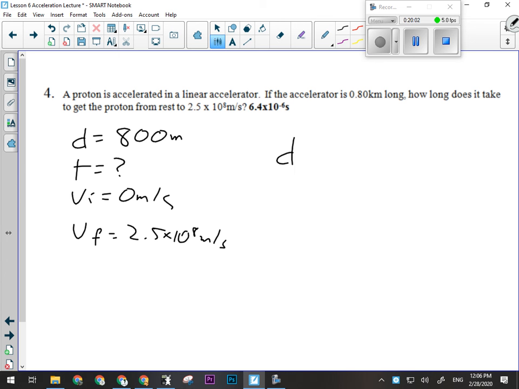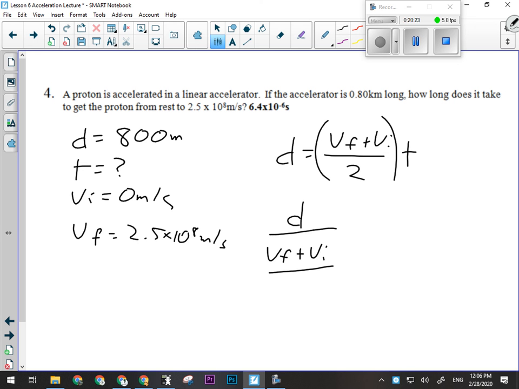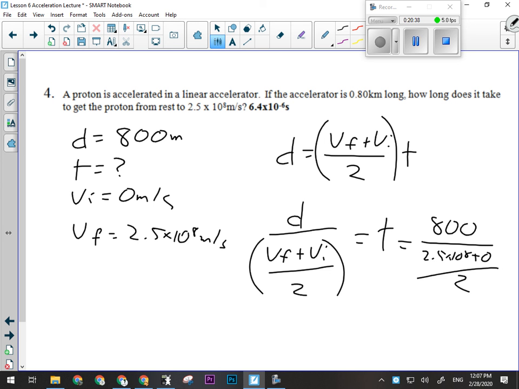So I would use this formula: D equals VF plus VI over 2 times T. I have VI, I have VF, I have D, I just don't have T. But I don't have acceleration, so I can't use any of the other 4. They all have A in them. So I'm going to divide the brackets over to the other side, and that will equal T. Now I just plug in my numbers. That'll be 800 meters divided by 2.5 times 10 to the 8 plus 0 over 2.